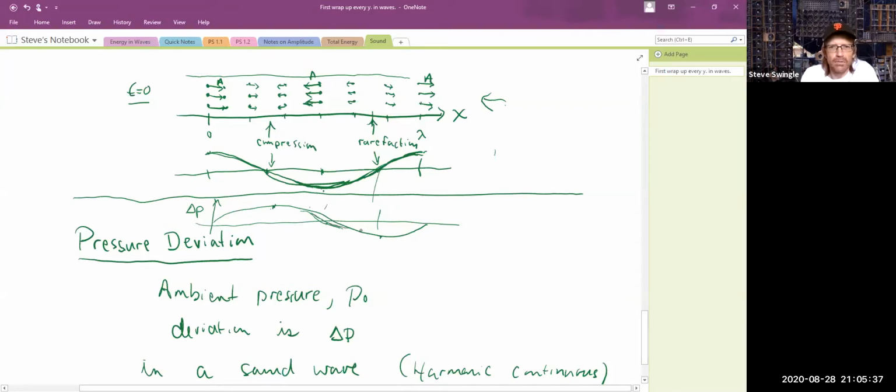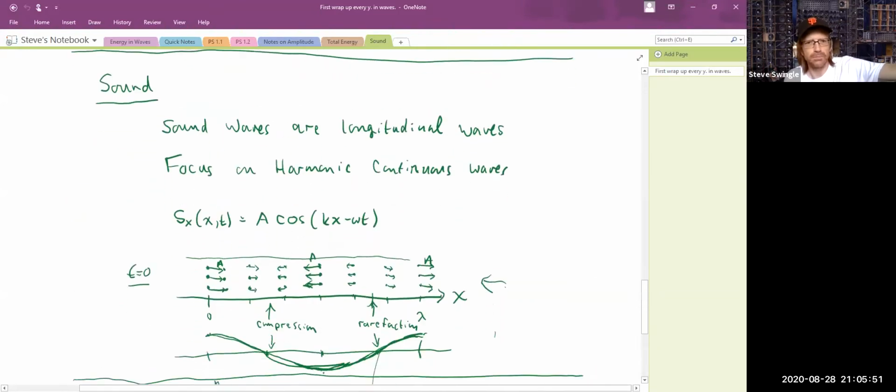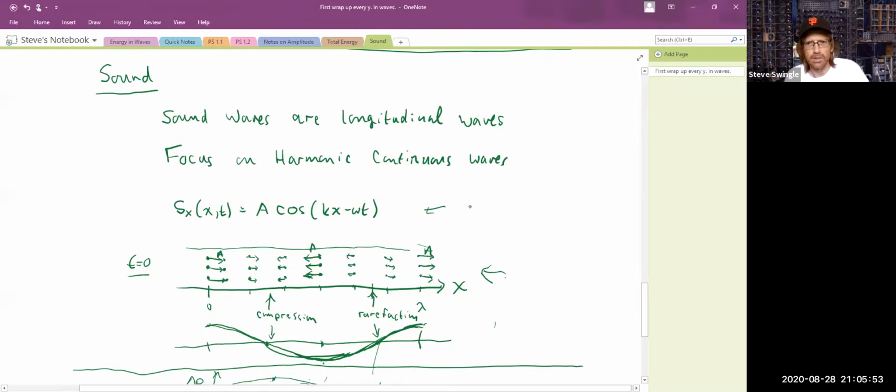And so what happens is you can put the wave function in terms of pressure deviation, but it ends up being out of sync with the displacement. Like I did the displacement wave function. If you look at it in terms of displacement, yeah, this is displacement.